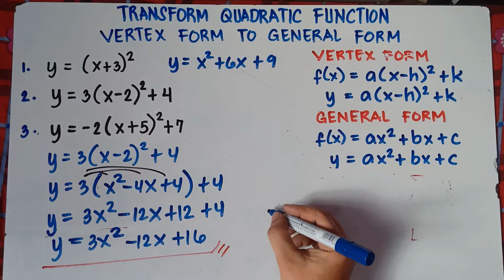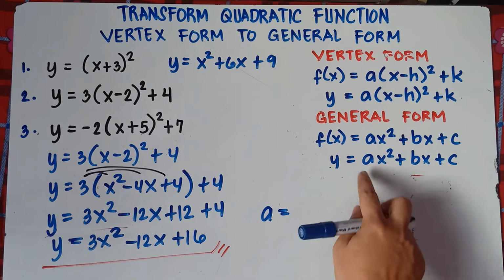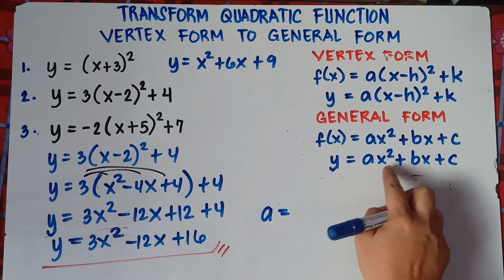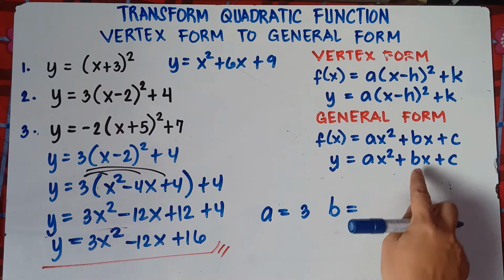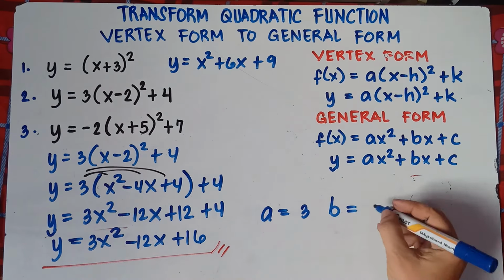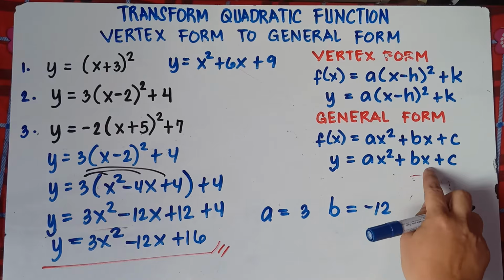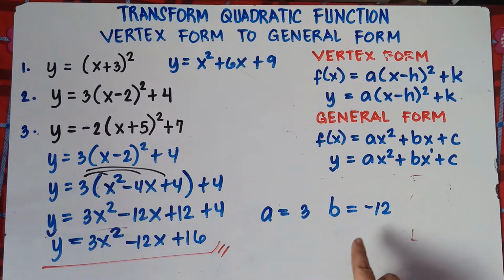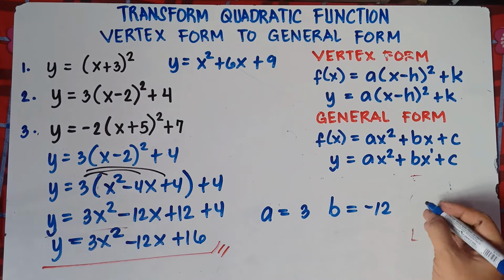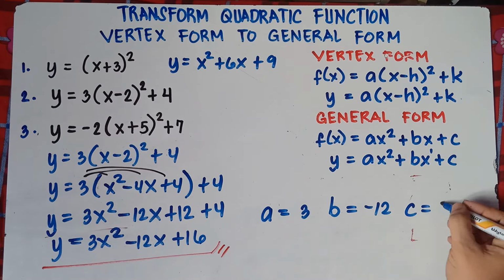So our a is beside x squared. Check the equation, ax squared. So our a is 3. Our b is beside x. Our b is negative 12, beside x with the exponent of 1. Once again, bx, the exponent of x here is 1. So our b is negative 12 and our c is positive 16.